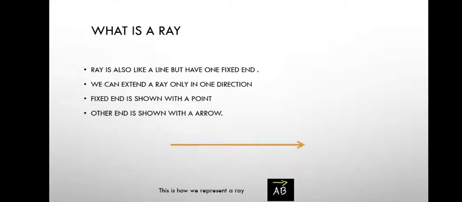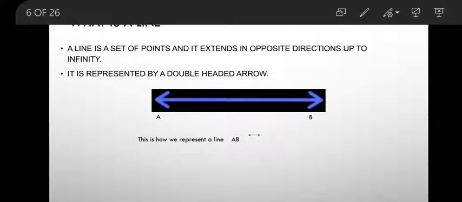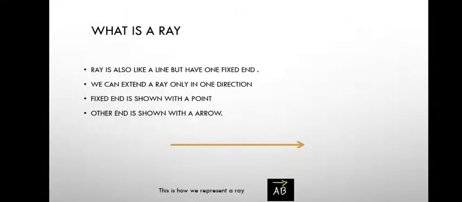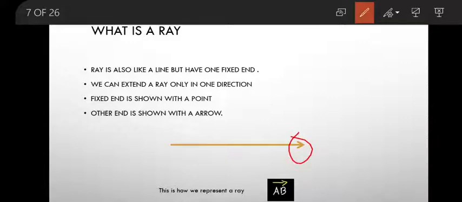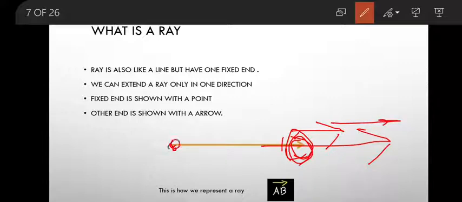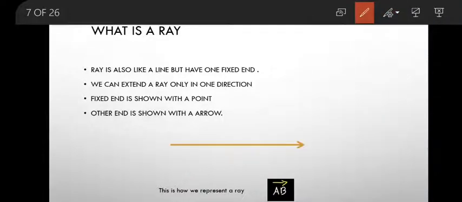Let's move forward. What is a ray? A ray is also like a line but has one fixed end. As you can see, a line has no fixed end. We can extend a line up to infinity in both directions, but in the case of a ray, we can extend it in only one direction. This end is fixed, so there is an arrow on only one side. We call this the fixed end, and this is the arrow end. We can extend the ray on this side up to infinity, but we cannot extend it on the fixed side. That would be wrong.